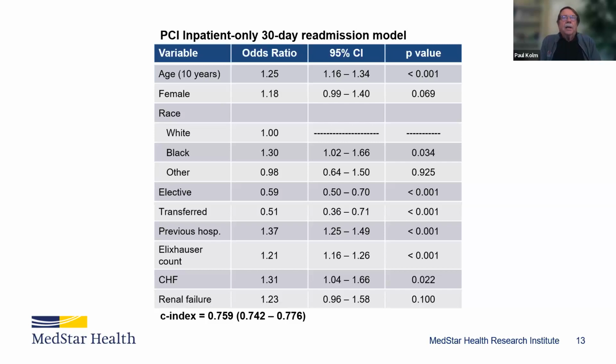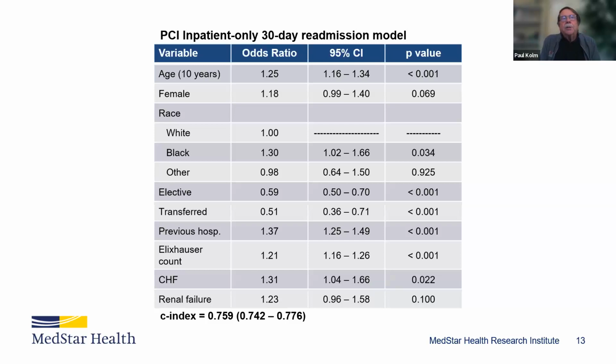So what that means is that the odds of being readmitted within 30 days increases by 25% with every 10-year increase in age. And then the same interpretation for female, and this odds ratio is in relationship to obviously males. So this means that the odds of 30-day readmission are 18% greater in females than they are in males.